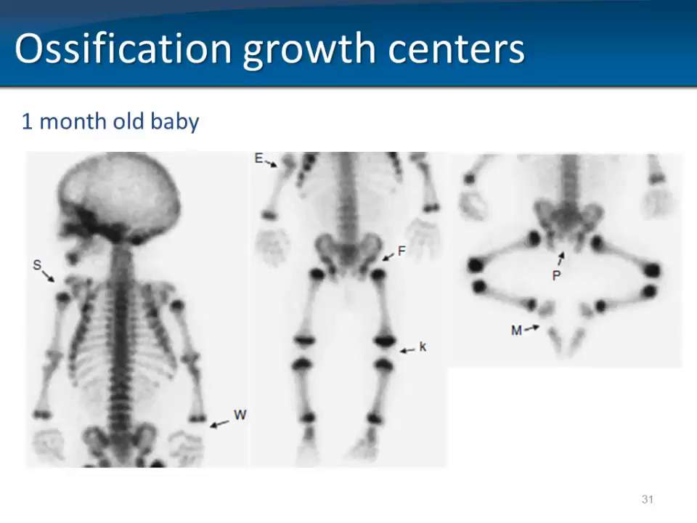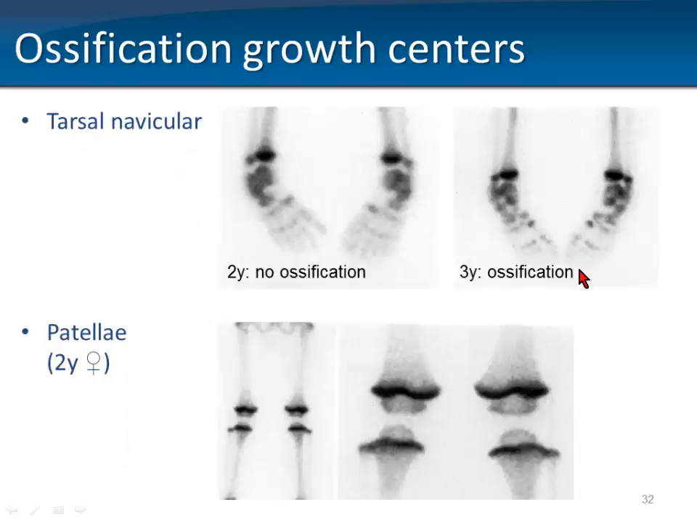Illustrated in a 1-month-old baby, you can see that there is absent uptake in the shoulder, the wrist, the elbow, the femur, the knee, the midfoot, and the pelvis. And the tarsal navicular is also a wonderful illustration of this, because here you see the spot views of a 2-year-old, where you cannot see anything at the tarsal navicular. However, if you wait just one year and come back at 3 years, you clearly see the ossification of the tarsal navicular. Likewise for the patellae, in this 2-year-old girl, you can't see them because they haven't started ossifying yet.